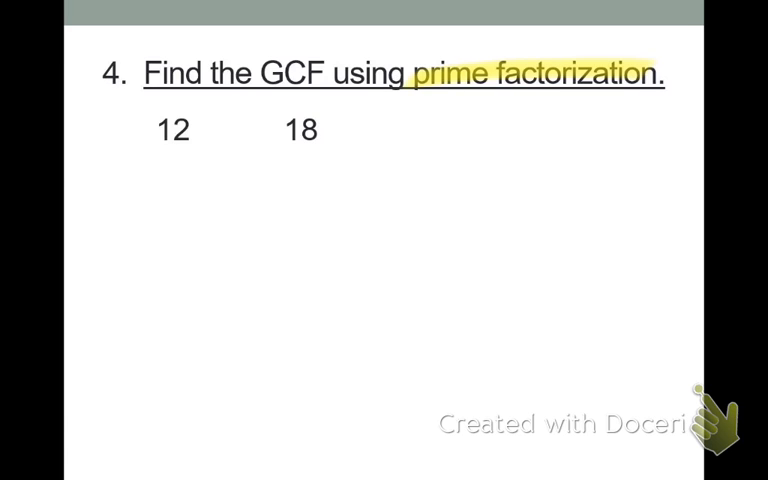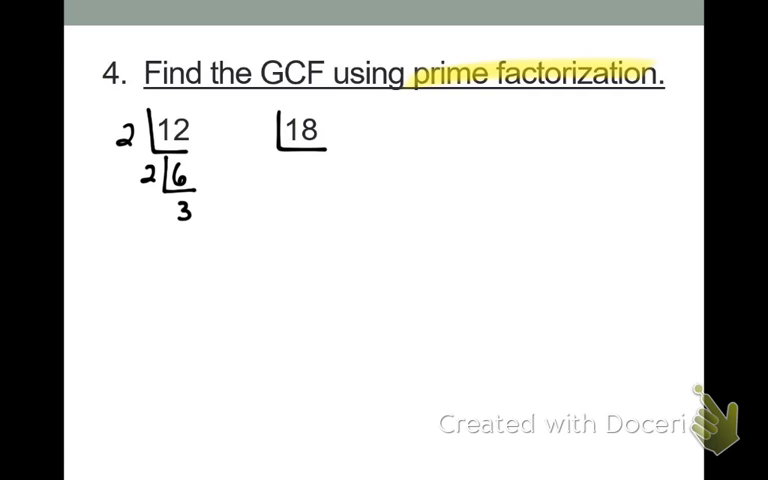Upside down division. So we are going to go ahead and do upside down division with these two numbers. Who'd like to do the number 12 for me? Jakari. What should I divide by? 2. And what do I get? 6. Divide by? 2. And what do I get? 3. Divide by? Can't divide.